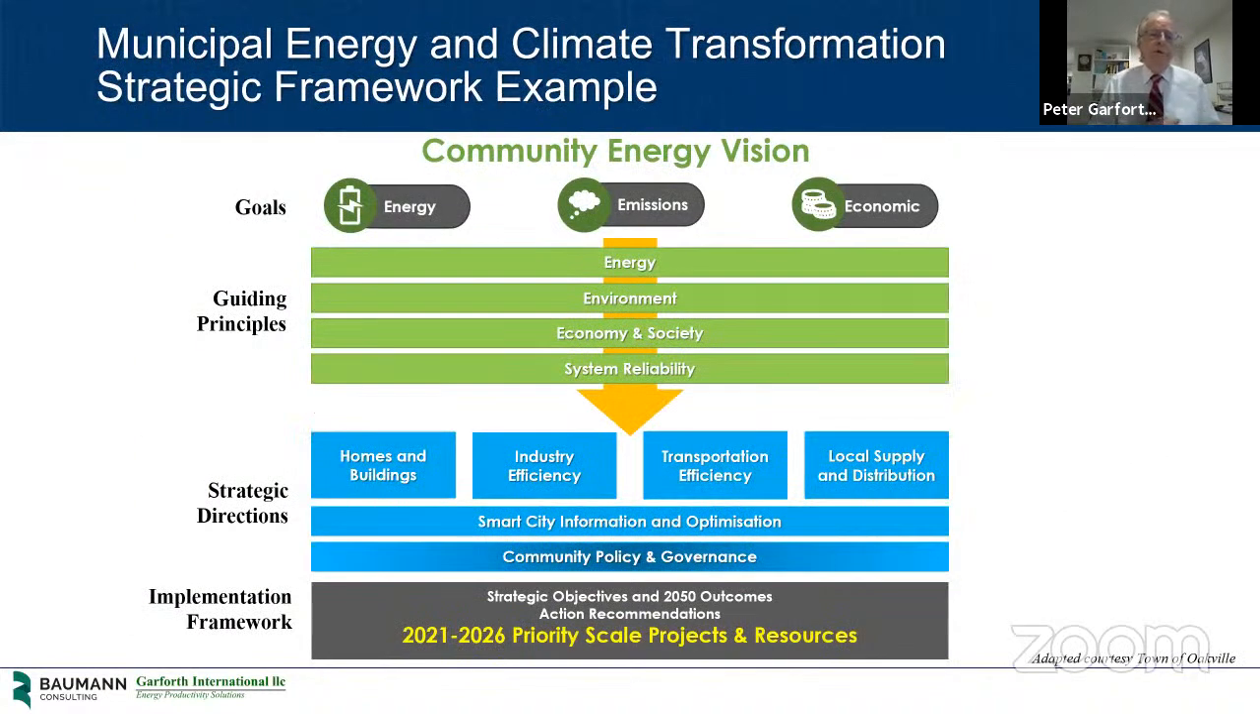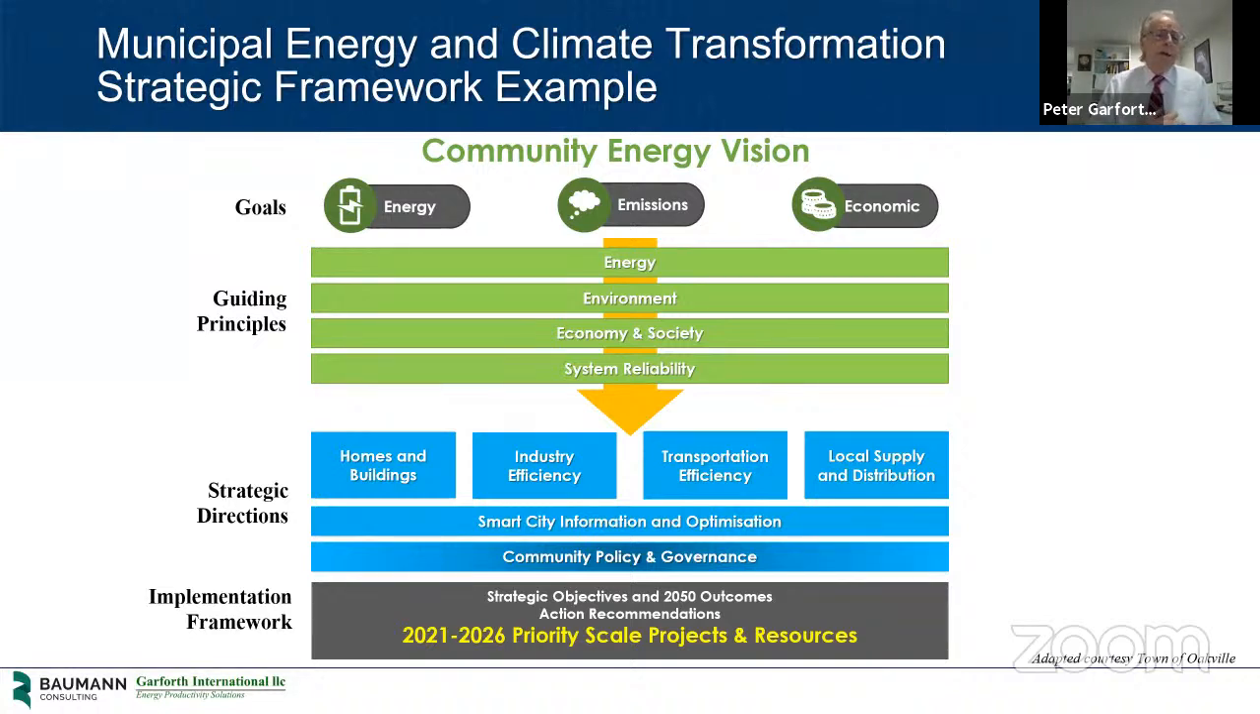Okay, so once you've got those goals, they sort of sit at the top of a strategic framework. And this one, I want to thank the town of Oakville. This is adapted from a recent community energy planning exercise from their work. And you see those 3 buckets of goals: energy, emissions, and economic. Then guiding principles that lay across all sectors, public and private, around environment, economic, and reliability. And these are usually some fairly specific guiding principles.